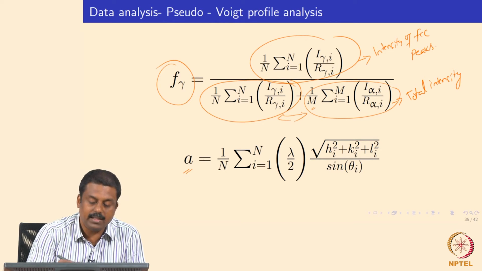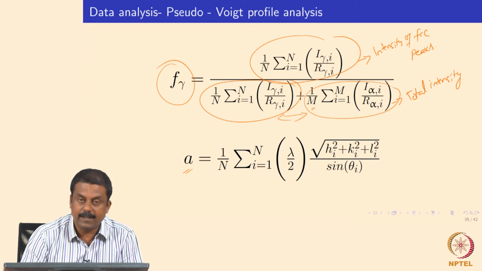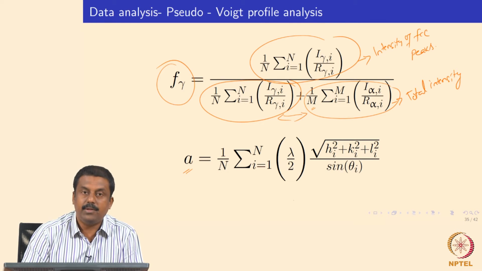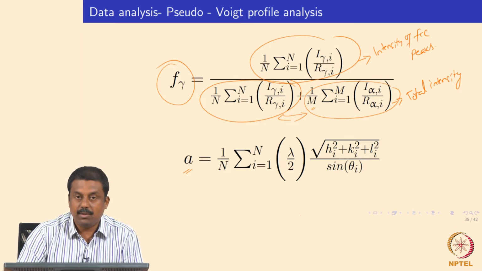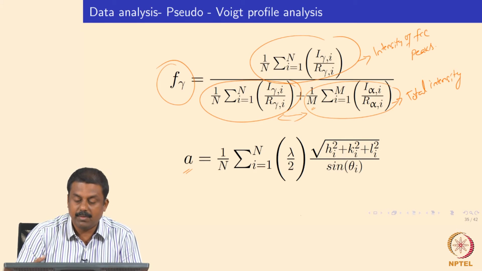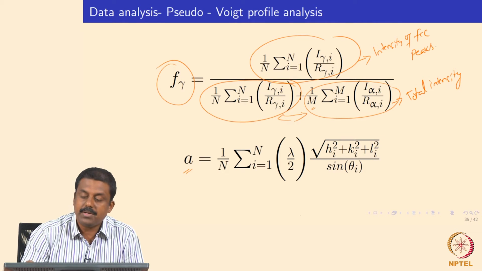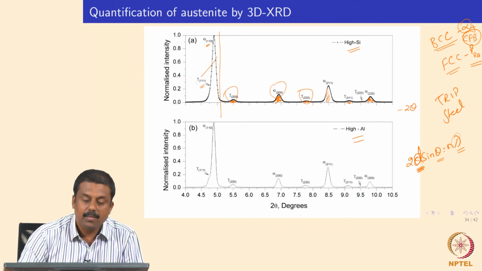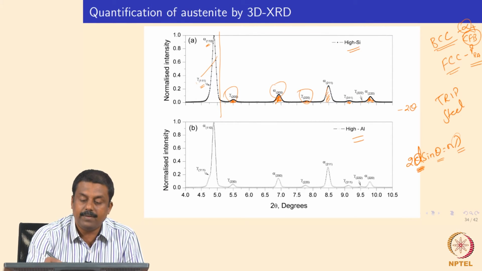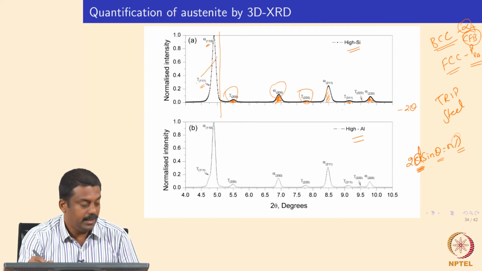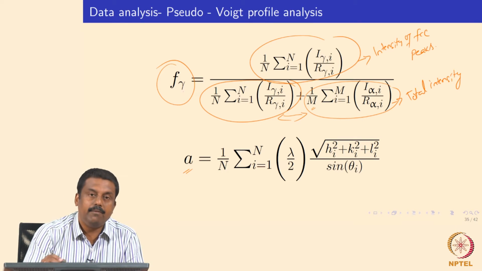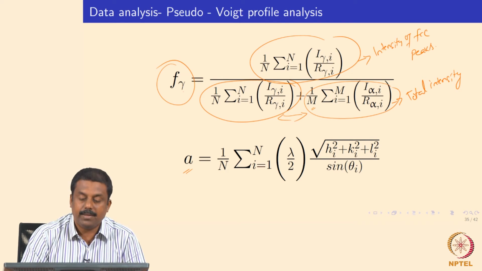Similarly, you can also calculate the lattice parameter of the individual FCC and BCC phases, which we may not need unless you need to calculate the strain or residual stress in the microstructure, which is not needed for this course. So from the diffraction patterns which I showed you in the previous slide, by measuring the intensities of the ferrite and austenite peaks and calculating the ratio of total intensity over the intensity of the FCC peak, we can calculate the amount of retained austenite present in the microstructure.